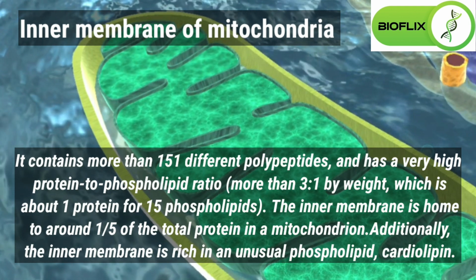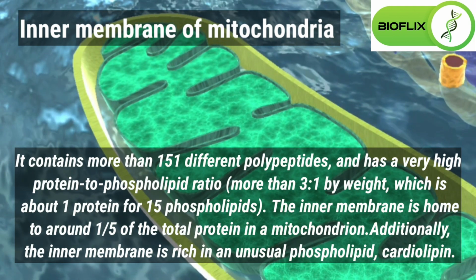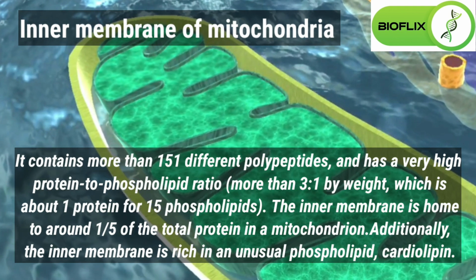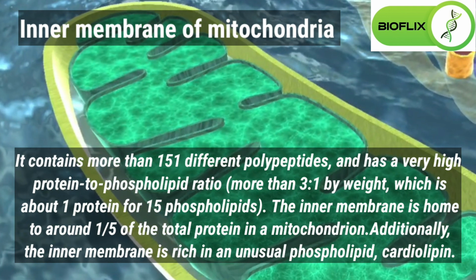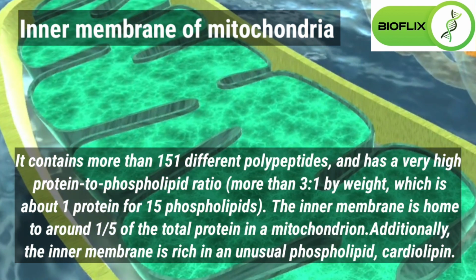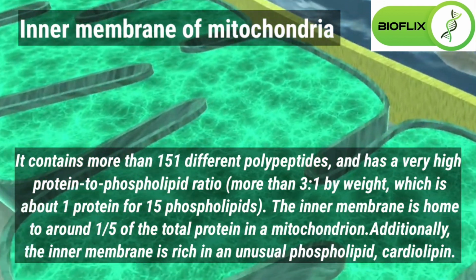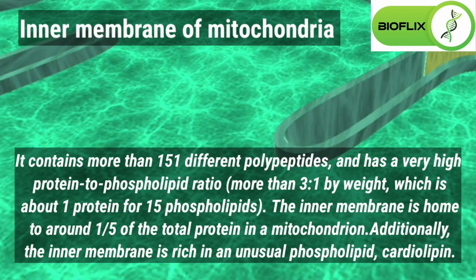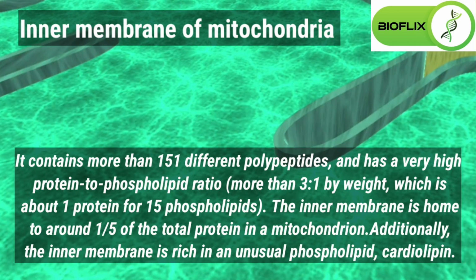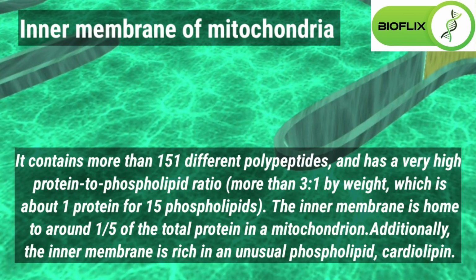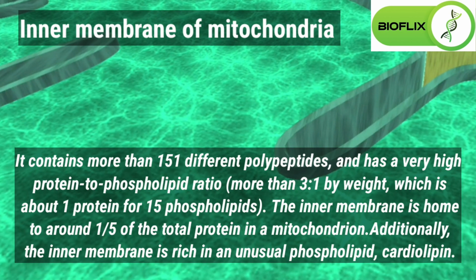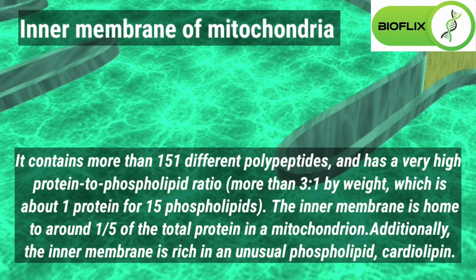It contains more than 151 different polypeptides, and has a very high protein to phospholipid ratio, more than 3:1 by weight, which is about 1 protein for 15 phospholipids. The inner membrane is home to around 1/5 of the total protein in a mitochondrion. Additionally, the inner membrane is rich in an unusual phospholipid, cardiolipin.